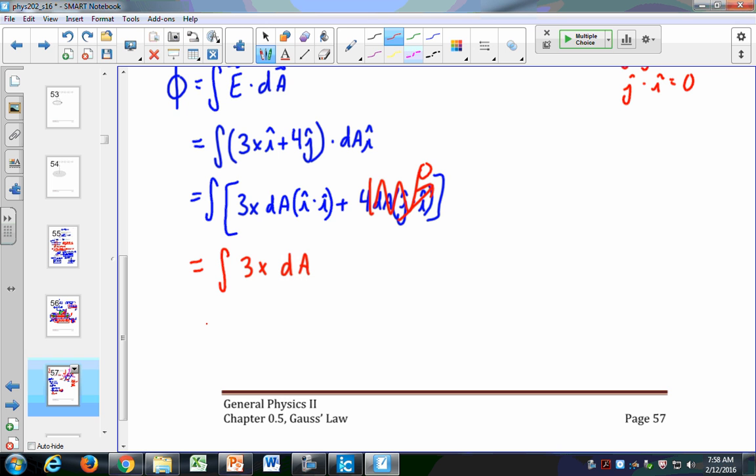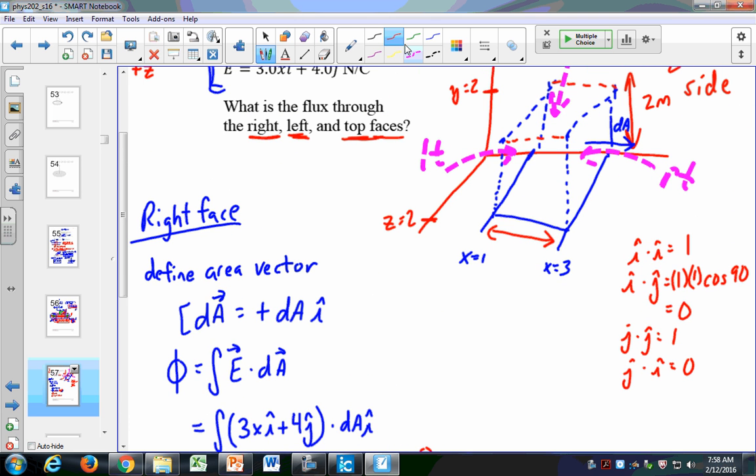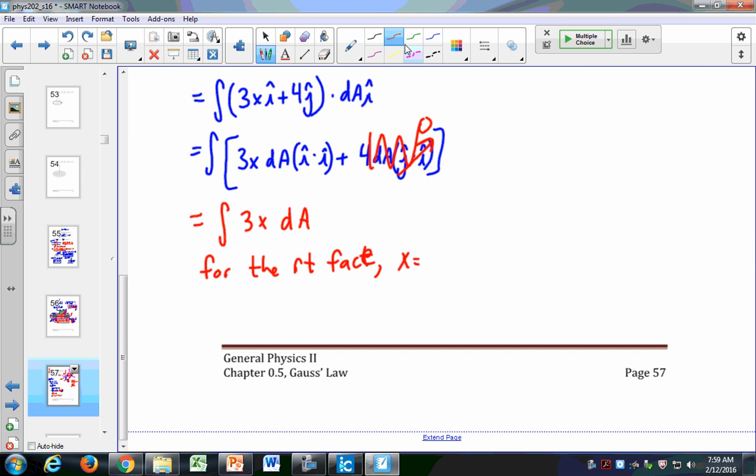For the right face, this is a pretty simple integral because x does not change. For the right face, x is equal to, well, what is x equal to for the right face? x is equal to 3. For this face, x is always equal to 3. It doesn't change no matter where I am over that area. As I move around this area and do this integral, my x remains constant, and so it's always equal to 3. So it's a pretty simple integral for that reason.